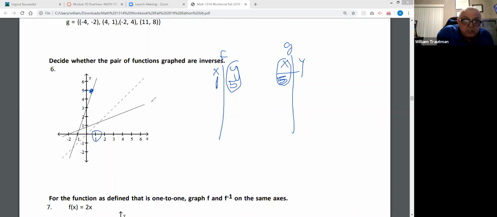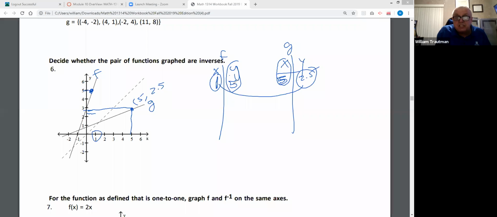Here's function g, that was function f. Function g, when x is 5, it looks like y is 2.5. This coordinate, x is 5, but y is 2.5. And they don't match. This x does not match this. These two match, that's fine, the y and the x, but these two don't. So this is not an inverse. These two functions are not inverses of each other.